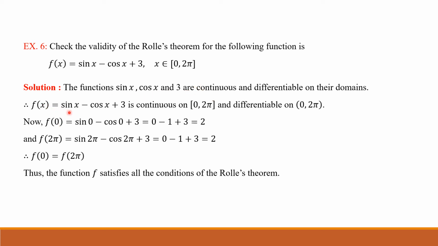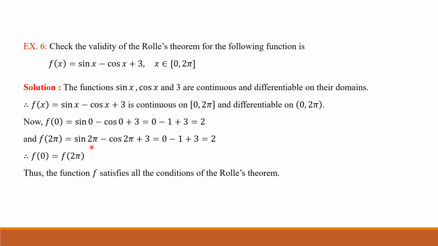Hence f of x equal to sin x minus cos x plus 3 is continuous on the closed interval 0 to 2 pi and differentiable on the open interval 0 to 2 pi. Value of the function at these points. First, f of 0. Put x equal to 0. Sin 0 minus cos 0 plus 3. Value of sin 0 is 0, minus value of cos 0 is 1, plus 3, is equal to 2.